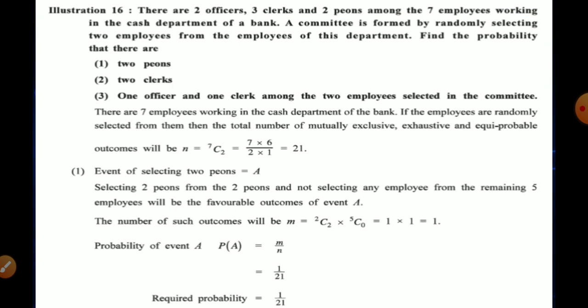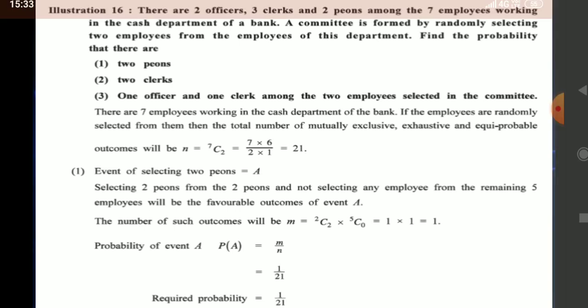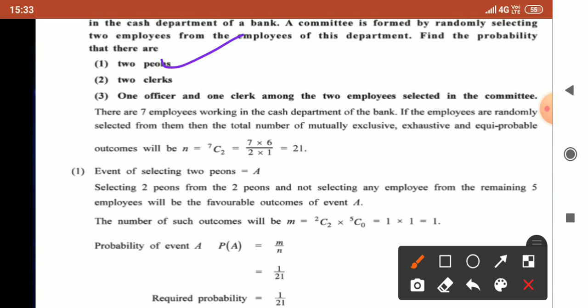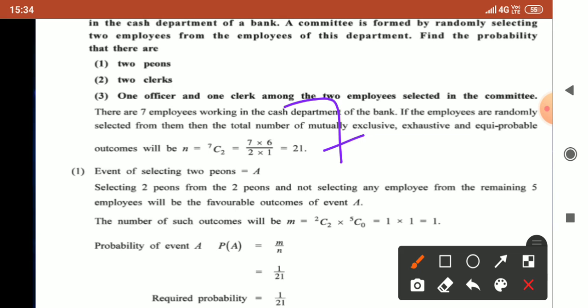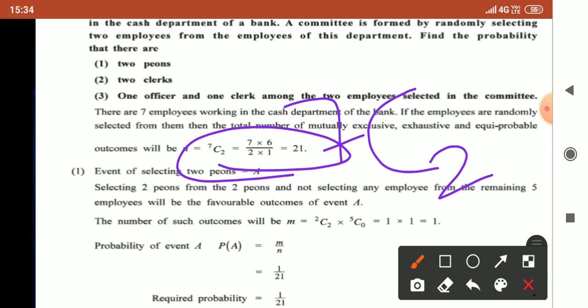Another example is, there are 2 officers, 3 clerks and 2 peons among the 7 employees working in the cash department in a bank. A committee is formed by randomly selecting 2 employees from this department. Find the probability of: number 1, 2 peons; number 2, 2 clerks; and number 3, 1 officer and 1 clerk. First of all, I'll find n. Total 7 employees are there, out of them 2 are to be selected. So my n will be 21.